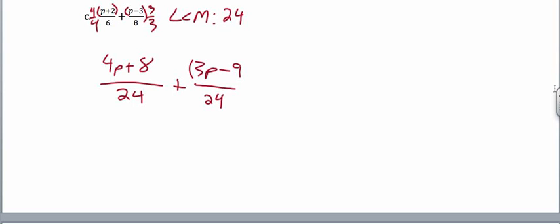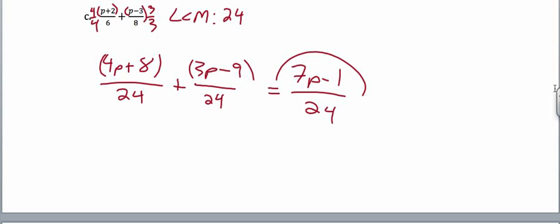Again, we can assume that these things are still in parentheses, but that would really only be important if we had a minus sign in the middle, because that would mean we would need to make sure that we were distributing the subtraction sign. In this case, we don't need to do that. We just add. We get 7p minus 1 all over 24.